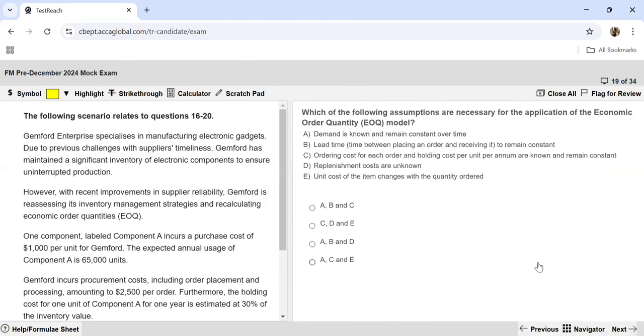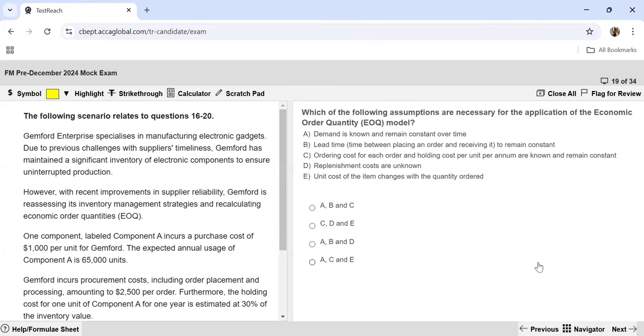Which of the following assumptions are necessary for the application of the economic order quantity model? The first statement says demand is known and remains constant over time. The second statement says lead time, that is the time between placing an order and receiving it, remains constant. So far, these both are the assumptions of the EOQ model. C says ordering costs for each order and holding costs per unit per annum are known and remain constant. This is absolutely true. We use these costs in the formulae and we assume that these are going to be the same. Otherwise, if they vary, our answer will not be able to be calculated.